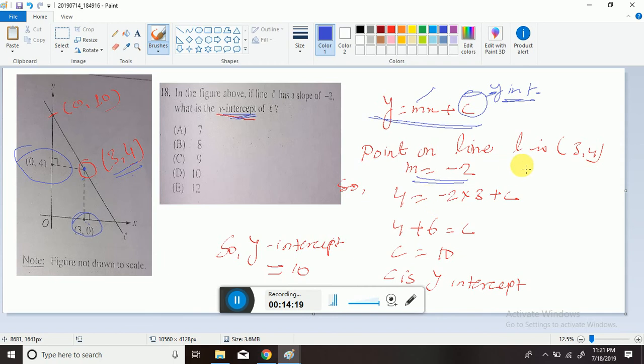So let us substitute the point (3, 4) into the equation y equals mx plus c. y means 4, this is x, this is y, and m is given as minus 2. That is very clearly written in the question. x means 3. So c is alone. 3 times 2 is 6, so 4 plus 6 is 10. c equals 10, and c is the y-intercept. So option D is our correct answer.